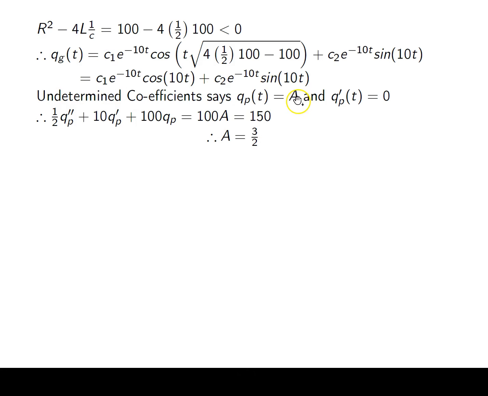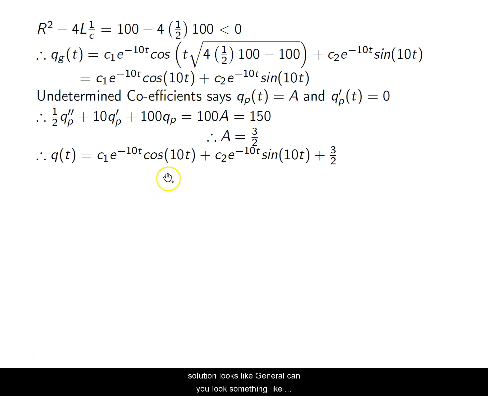This is not that square root stuff that we're doing with C1 and C2. This is just the form of my particular solution here. Okay. Now that I have this, I can write down what my full solution looks like in general. It looks something like this: 3/2, and then my homogeneous general solution is here, plus the particular solution.